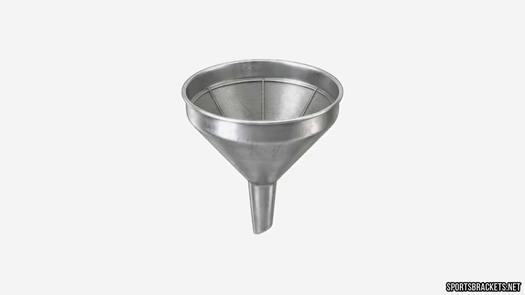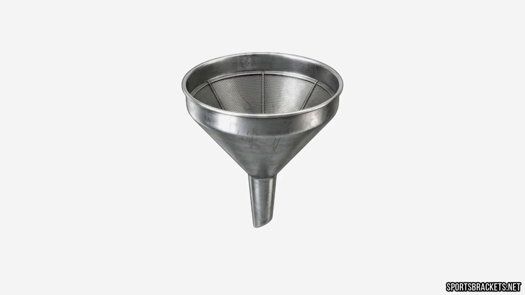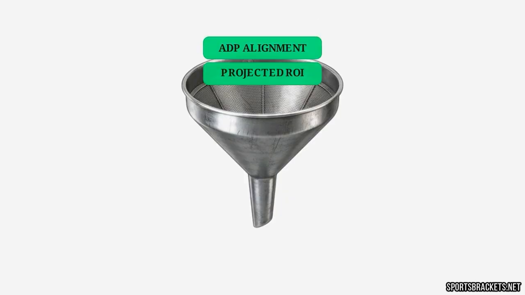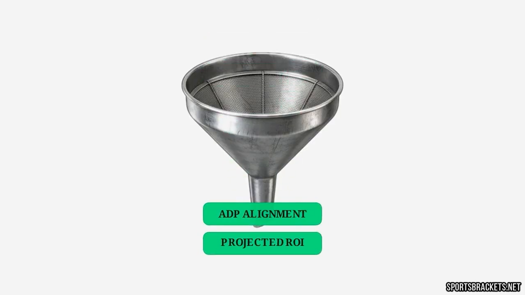This diagram illustrates the draft capital lens. We treat every pick as finite currency. Notice how hype and name value enter the top of the funnel, but they get filtered out. The only things that exit at the bottom are projected ROI and ADP alignment.